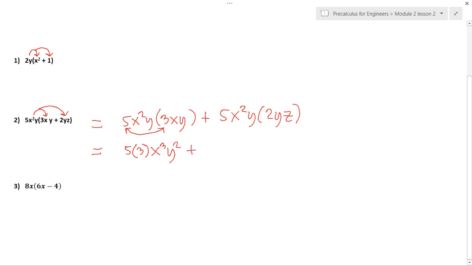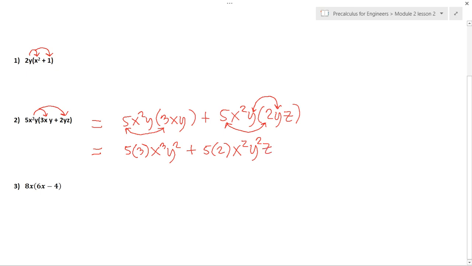Plus, for the second term, itabi mo yung mga numerical values. So, we have 5 times 2. Then, how about for x? Since walang x dito na kasama, so just write x squared lang. How about for y? We have y and y. So, take the sum of their exponents. So, you have y squared kasi 1 plus 1 is equals to 2. Then, for z, since nag-iisa lang siya, so just write directly z.